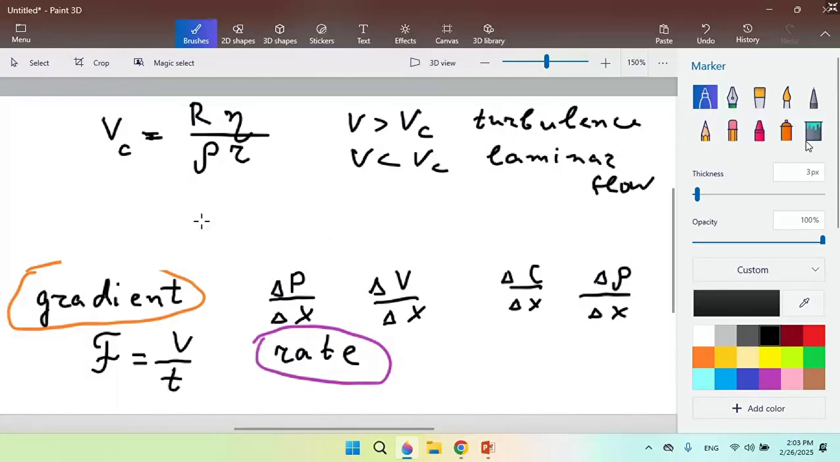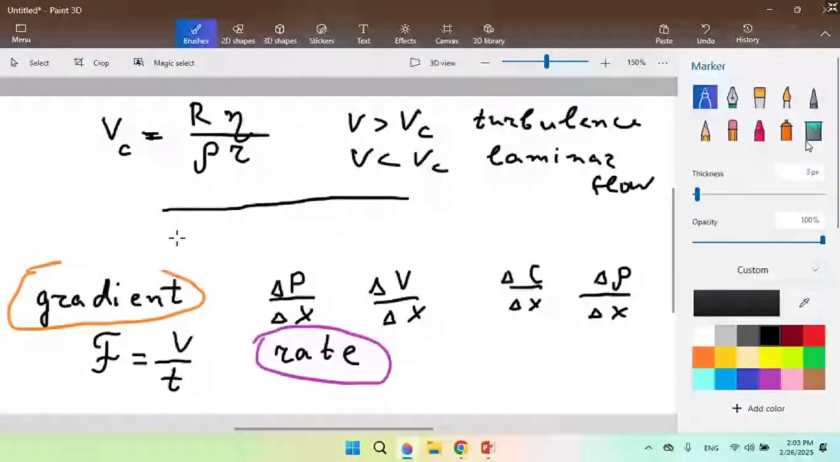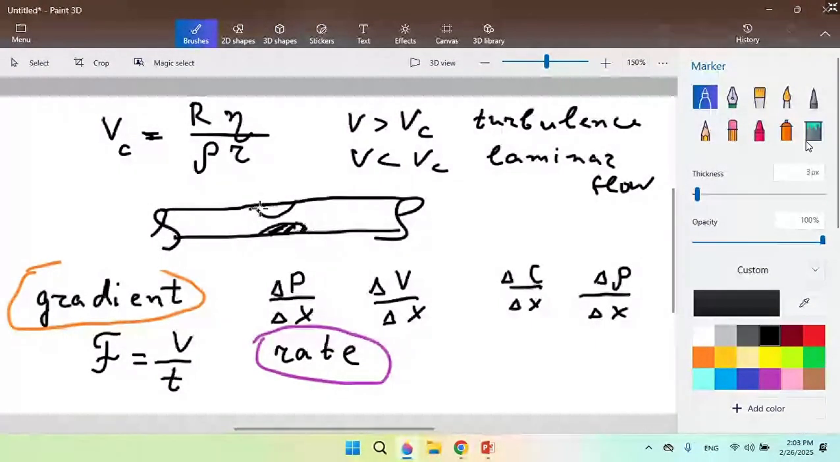But turbulence also may occur if there are deposits. Suppose this is some blood vessel, and some part of it, as a result of deposit formation, atherosclerotic plaque. So then we would observe what? Narrowing of the lumen, which will make velocity bigger and above the critical velocity, and then turbulence will occur.